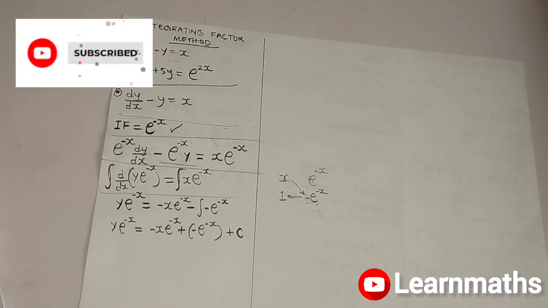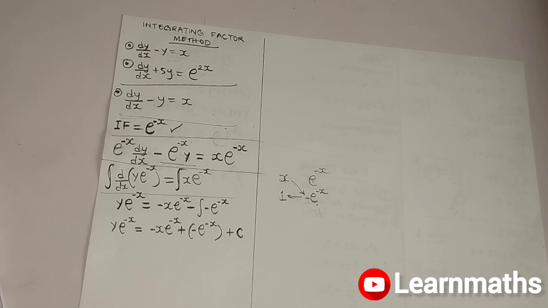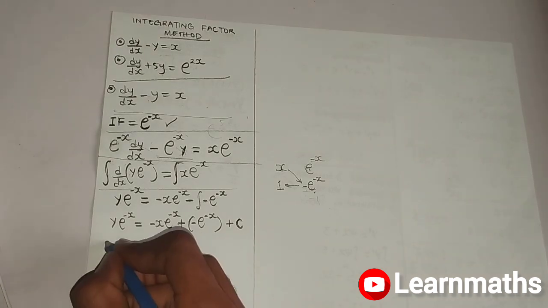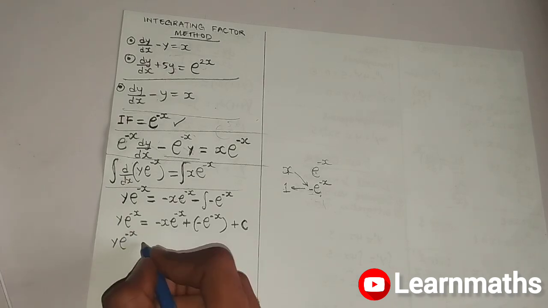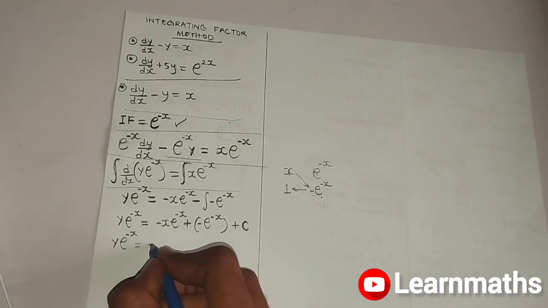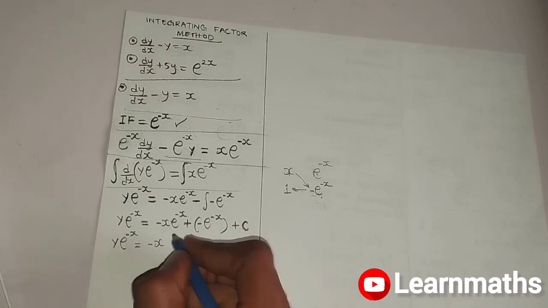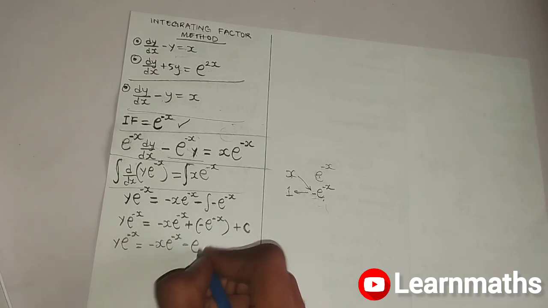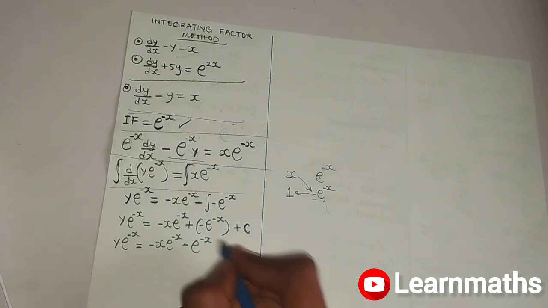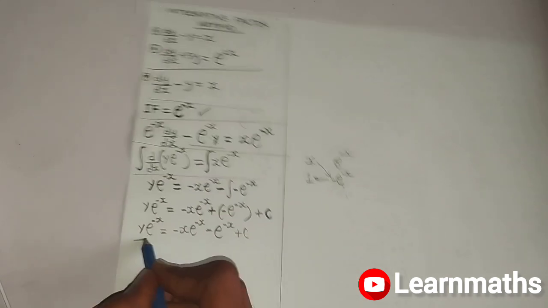Now let's put everything in order. Let's arrange everything. So this is y e to the negative x, and it's equal to negative x e to the negative x, minus e to the negative x, plus c. Now I'm going to divide through.